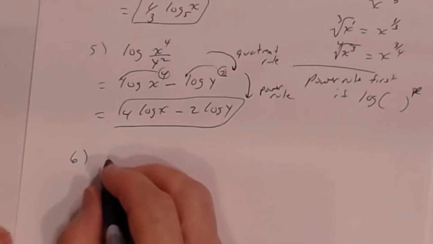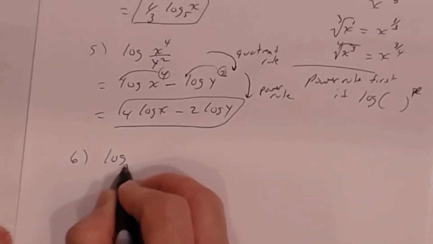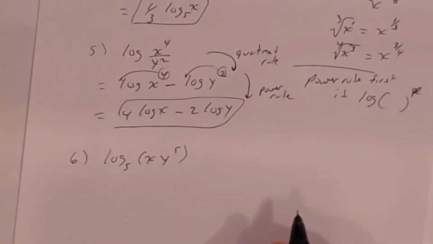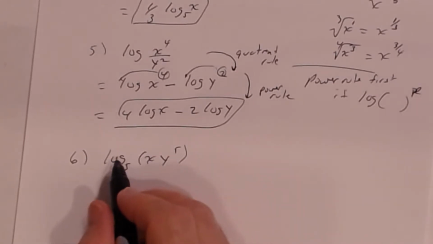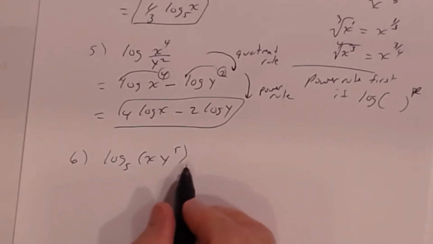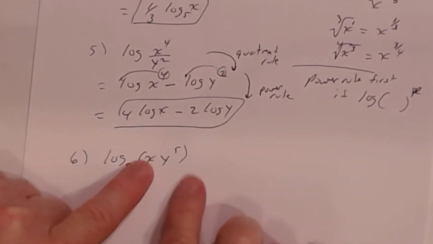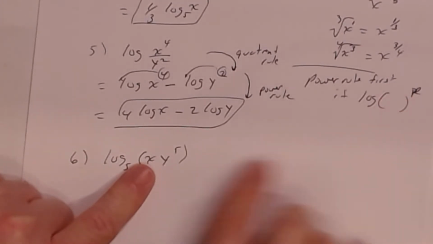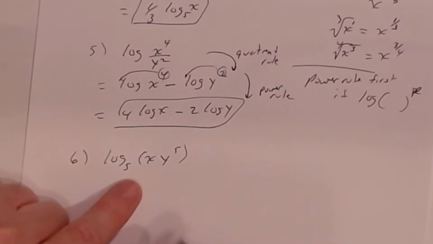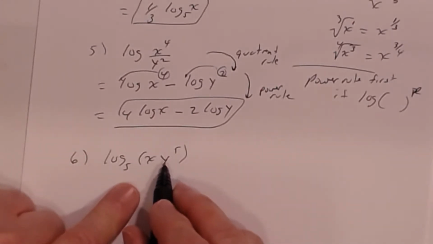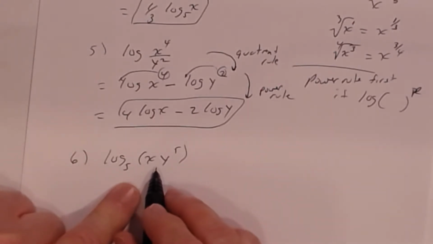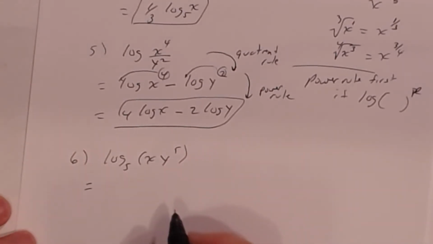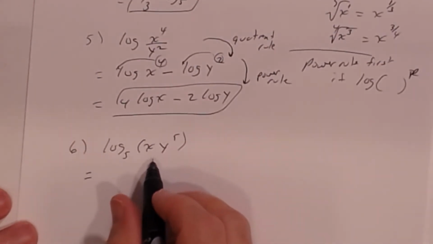Number 6, let's suppose we have the log base 5 of x, y to the 5th. The same thing. I cannot pull this 5 out in front because this whole thing is not being raised to the 5th power. It's got to be the log of this whole thing raised to that power. The only thing being raised to the 5th power is y, not x. So I've got to use the product rule first, so I can change this to an addition problem.